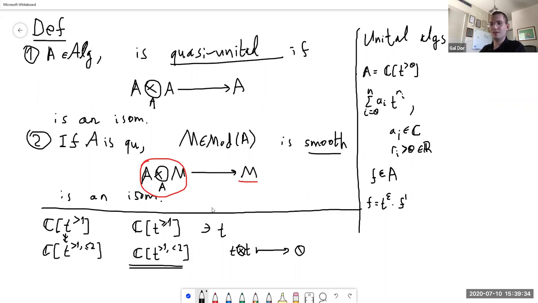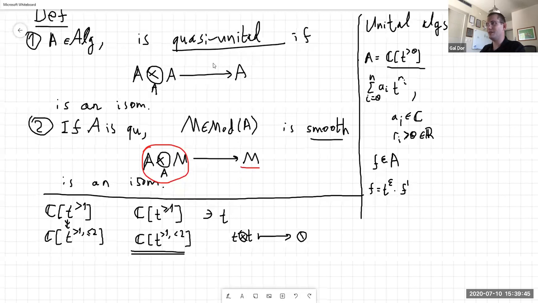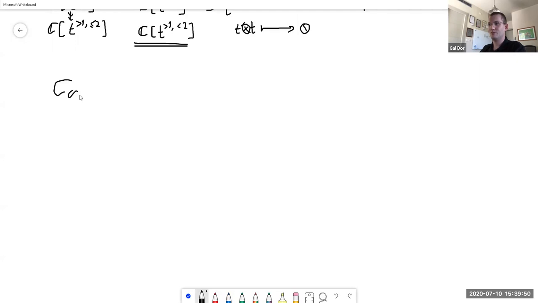This is a good example to keep in mind, this power series, or not necessarily power series. But of course, the main example that we are actually interested in is smooth, compactly supported functions on G. There are also some more examples, for instance Schwartz functions on G. This is also quasi-unital. In fact, this is just a consequence of the main theorem that we are going to discuss, a variant of Dixmier-Malliavin, that I'm not going to prove in this talk, but I'm going to talk about a lot.